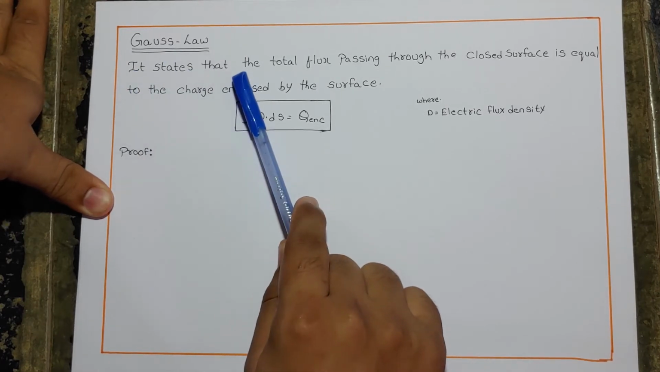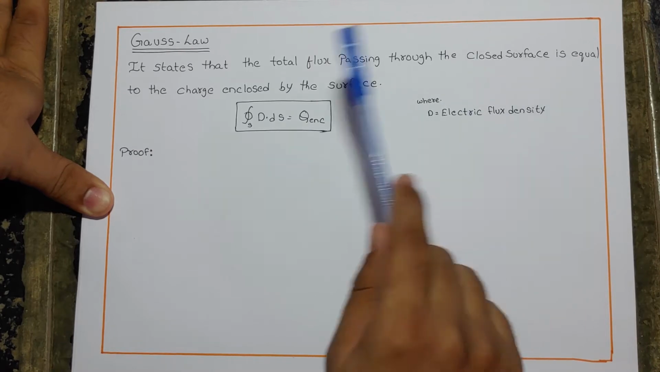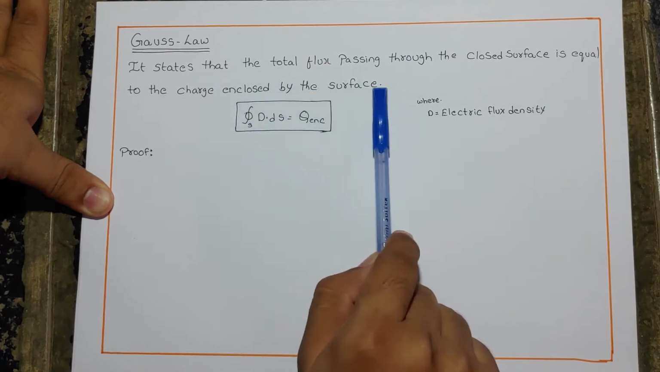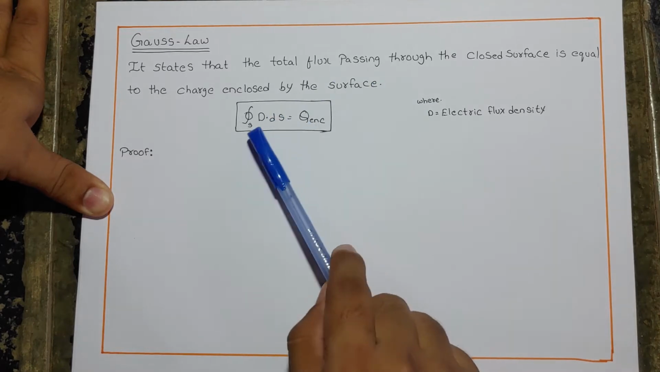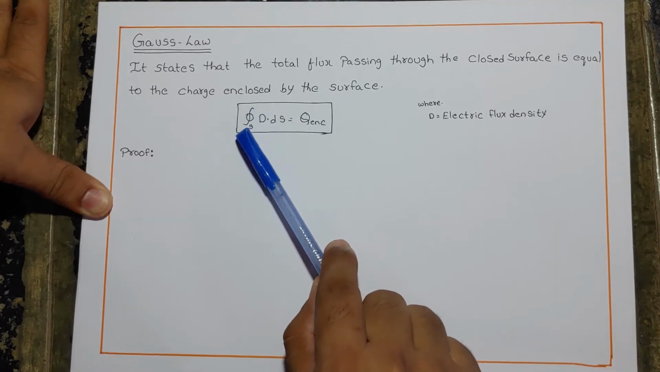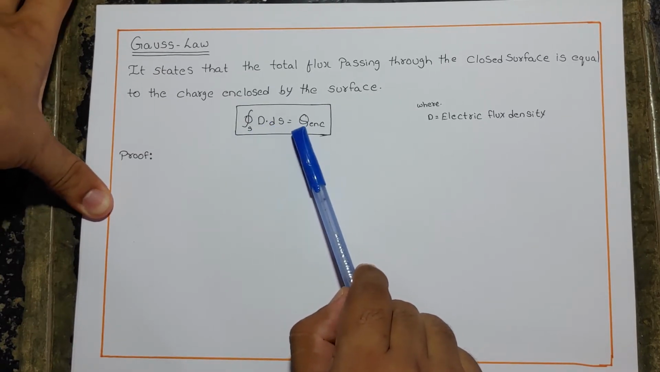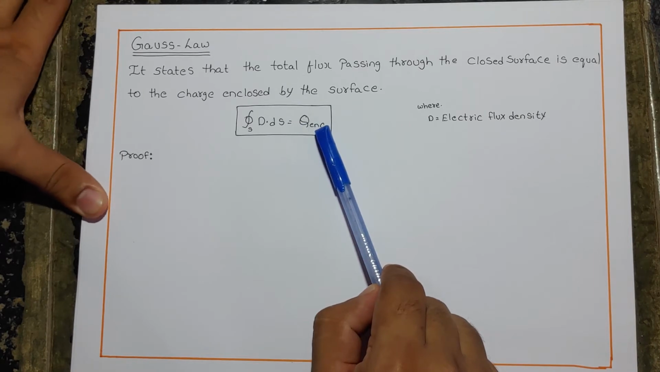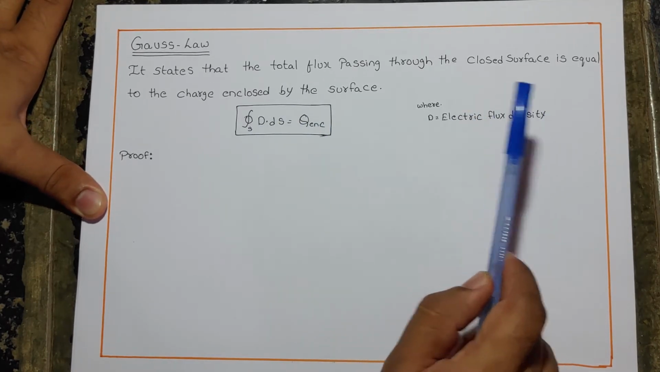Today in this video, let us start with Gauss Law. Gauss Law states that total flux passing through the closed surface is equal to the charge enclosed by the surface. It can be mathematically given that closed surface integral of D dot dS is equal to charge enclosed, where D is equal to electric flux density.